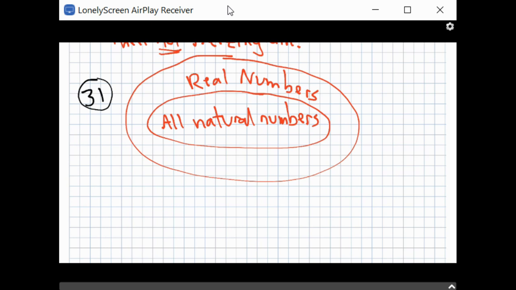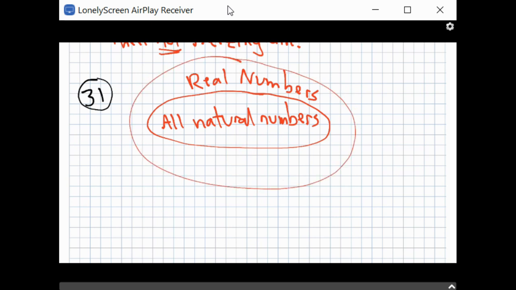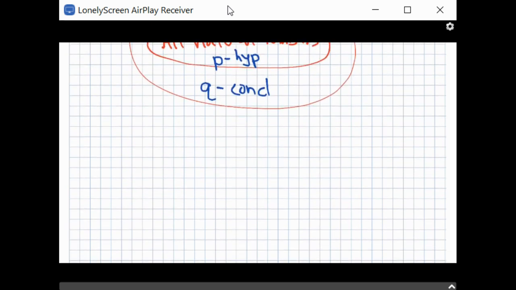But notice, whatever's in the middle is your P or your hypothesis. What's out here is your Q or your conclusion. Okay. All right, and finally, let's take a look at 35. This is so fun. Not a single bit of math calculation to speak of. Some of you might enjoy that, hopefully.